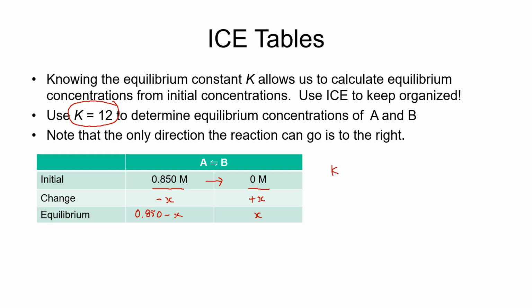We know that this constant is going to be the concentration of B, because it's on the right, over the concentration of A, because it's on the left.